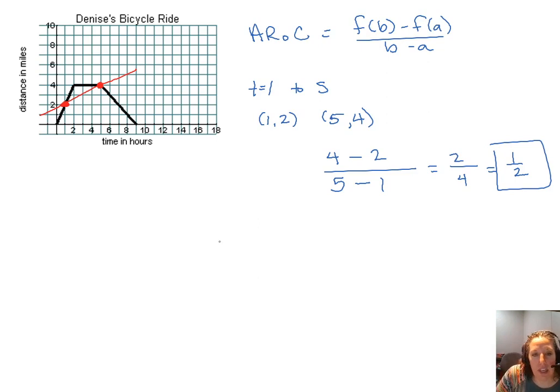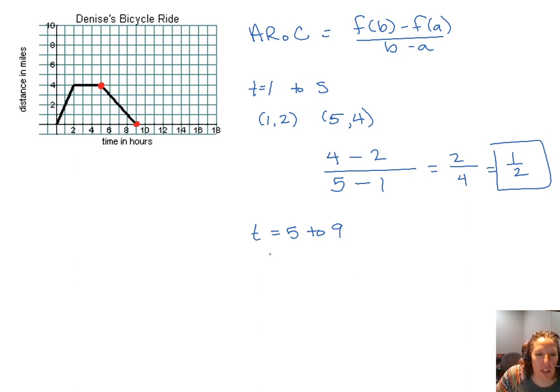All right, if we wanted to pick a different set of points, let's look at from t equals 5 to 9. So we're looking at her trip home. She starts home at hour 5 and arrives home at hour 9. So what is her average rate of change, or her average speed, on the ride back?